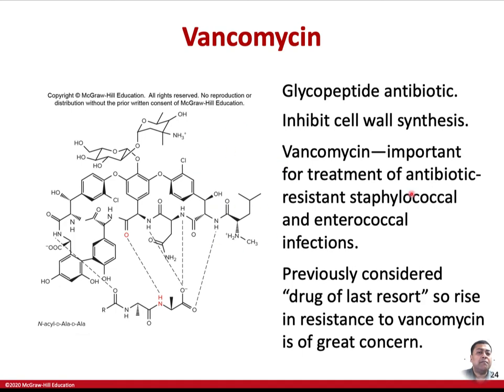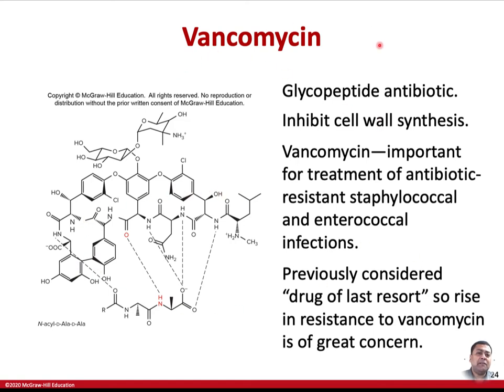This is also very important for the treatment of staphylococcal and enterococcal infections that are resistant to penicillin. So once penicillin doesn't work, you work on vancomycin. Previously, this was thought of as a drug of the last resort, but unfortunately, there is resistance. We have vancomycin-resistant Staphylococcus aureus, known as VRSA, and vancomycin-resistant enterococci, known as VRE, and these are of great concern.